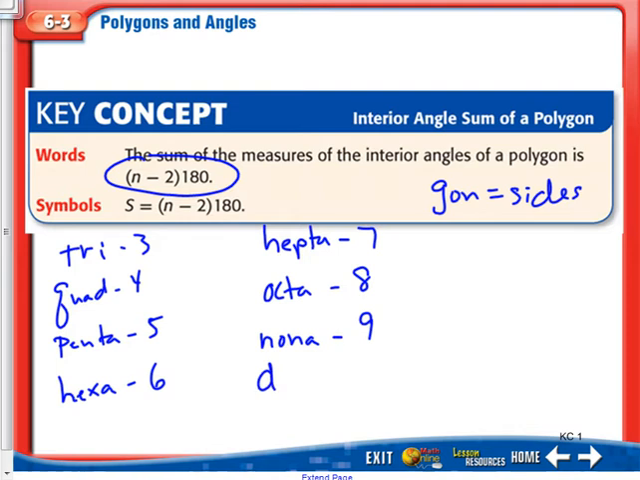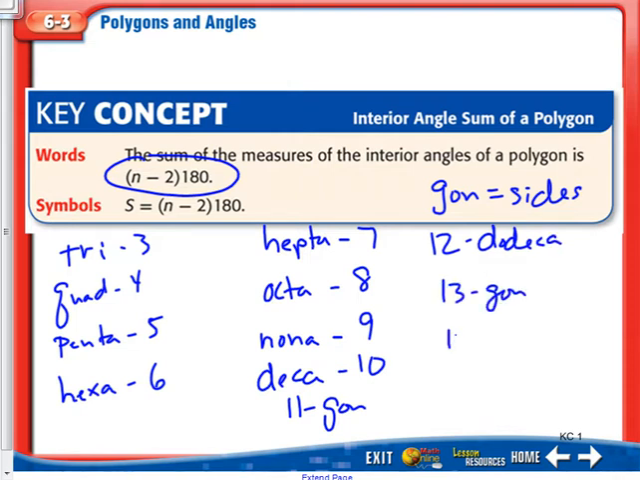Then we have deca, that means 10. 11 is just 11-gon. And then 12 is actually dodeca. And after that, we just say 13-gon, 14-gon, and so on. So after 12, we would just say the number of sides, and then the suffix gon.